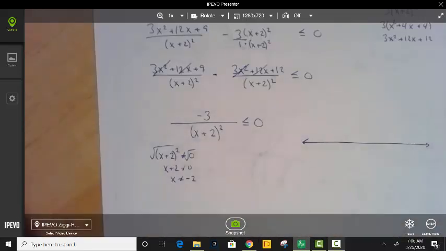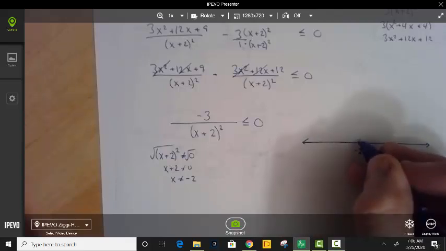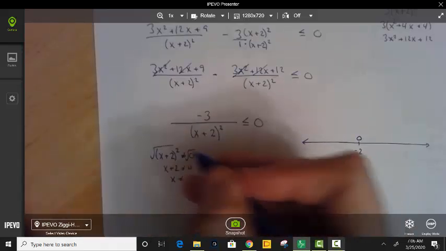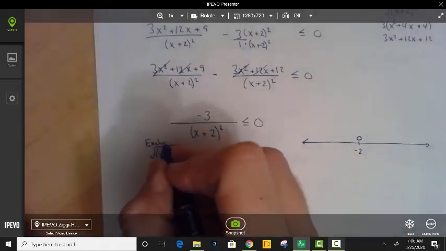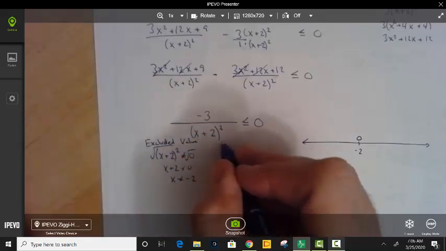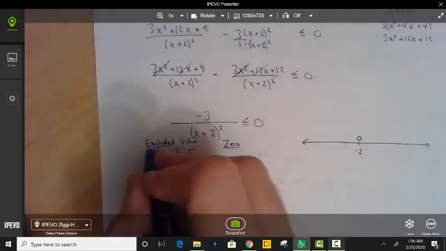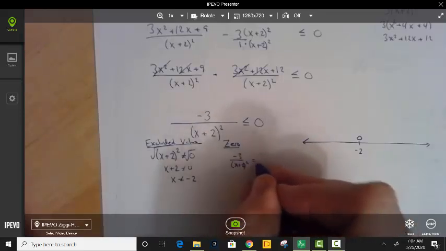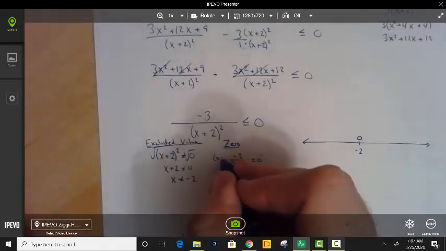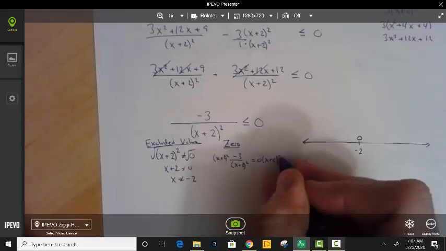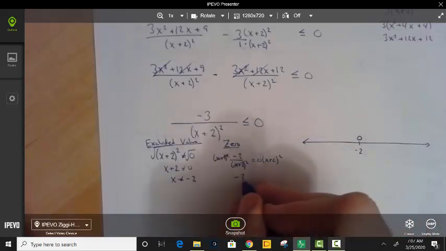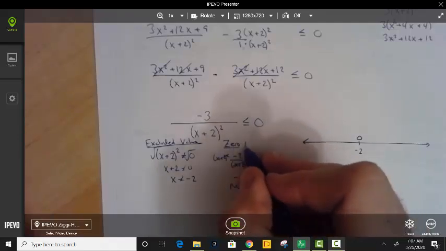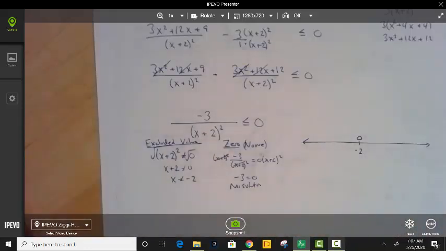So once again, we're going to come over here to a number line. And at negative 2, we're going to put an open dot, not a closed dot, because it's an excluded value. So that's our excluded value. Then if we need to find the zeros, we're going to set the function equal to 0. We're going to times the x plus 2 squared over. And we get negative 3 equals 0, which has no solution. So what that means is this function has no zeros, no x-intercepts.